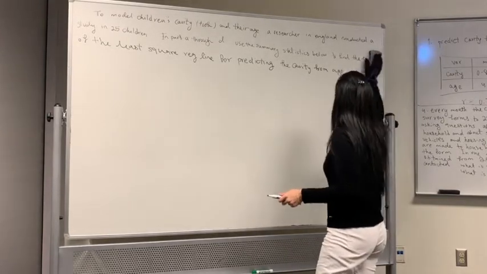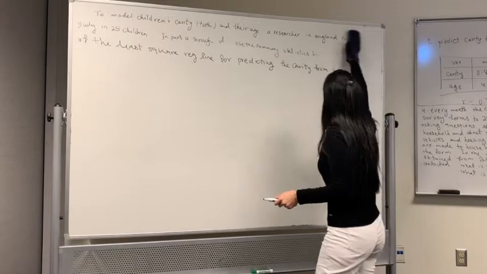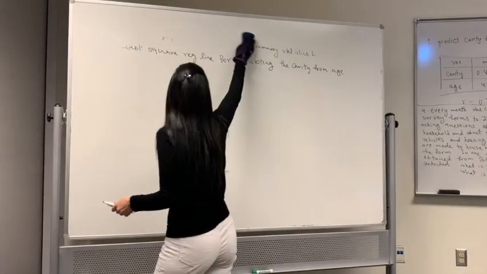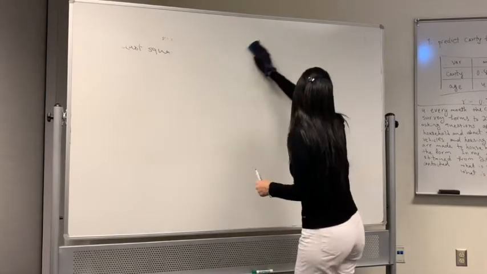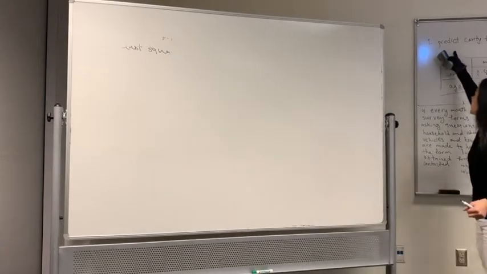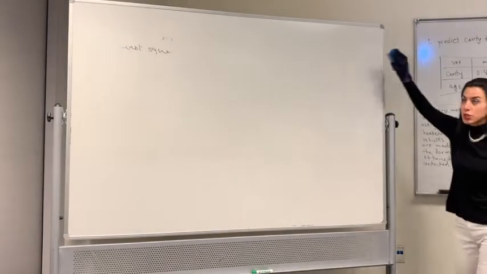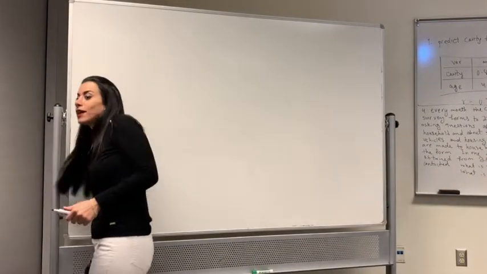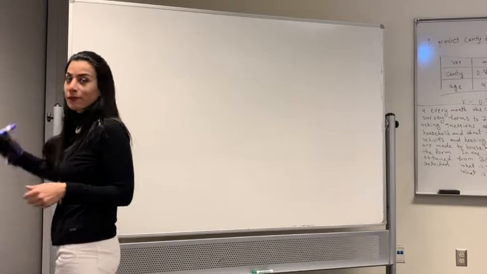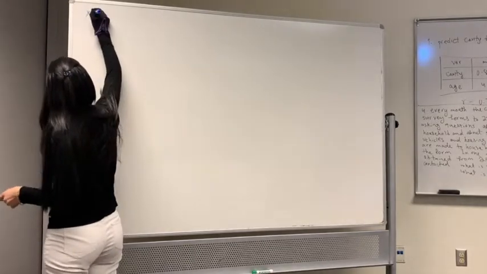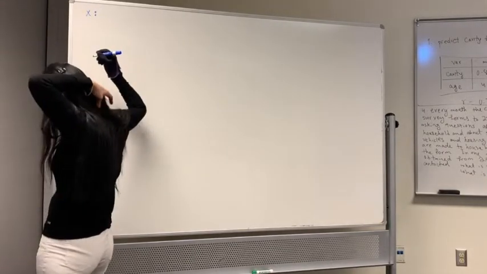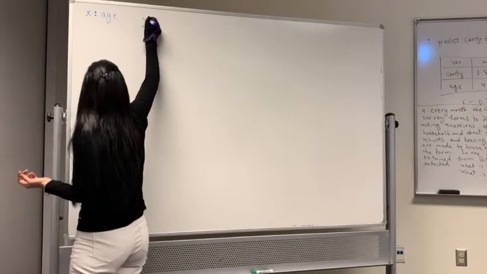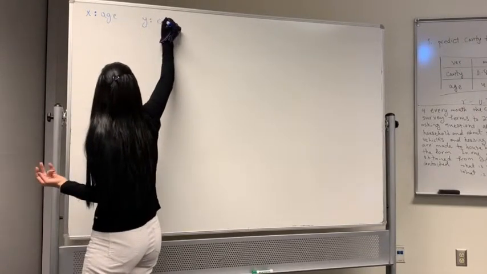Okay, so I'm going to clean this board. So the most important part is the last part. When it says predicts cavity from age, we can find the explanatory variable and response variable from this sentence, right? So what is the explanatory variable? Age. What is the response variable? Cavity.